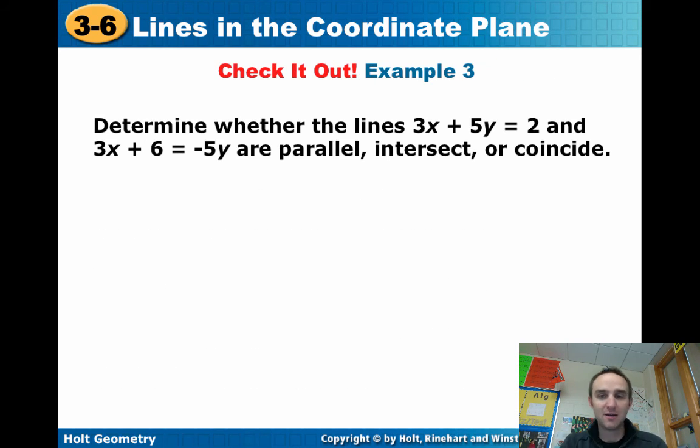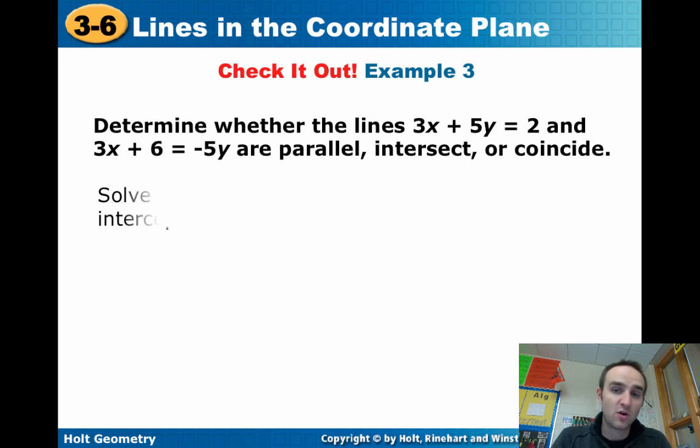Okay, so here's our check it out example. Solve both for y. You can't tell the slope of either of these, so you have to solve both for y, see if you have the same intercept, the same slope, different slopes, figure out what's going on, see if they're parallel, intersecting, or coinciding. Try it, pause it, come on back.